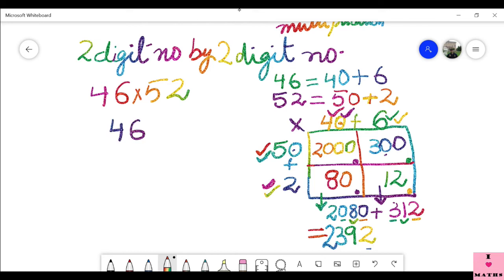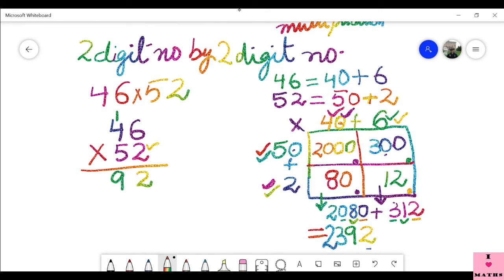46 and 52 by your most favorite method. First of all, I will multiply 2 with 46. 6 2s is 12, 2, 1 carry over. 4 2s are 8 and 1, 9.